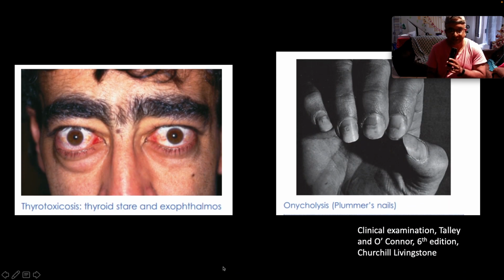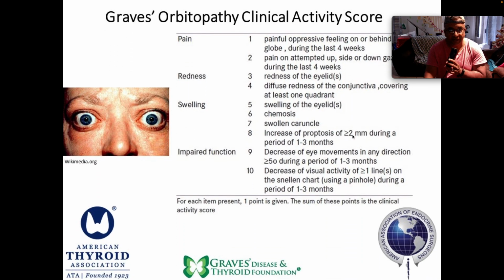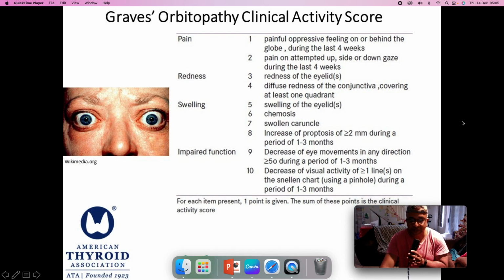Important for us, guys. Okay, here is basically a patient who has a thyroid stare. You can see the sclera above the level of the iris. Okay, and exophthalmos, and this is onycholysis, which is what we term plumber's nails. So in terms of Graves orbitopathy, there's a specific clinical activity score that we look at.